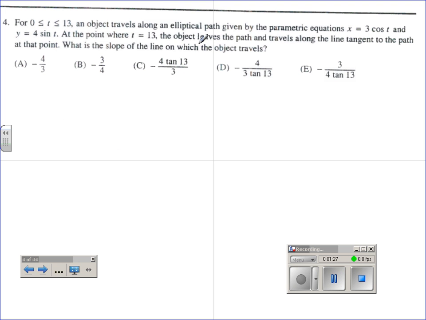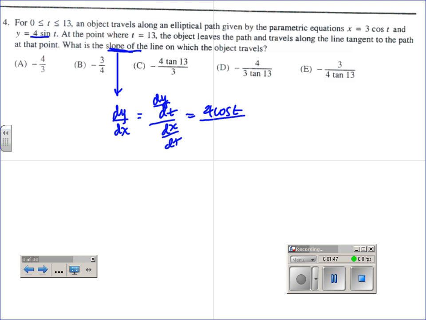So parametric equations, and it's what is the slope of the line. Anytime it asks for the slope of the line, it's asking for dy dx, whether we're talking about polars or we're talking about vectors. And so this is dy dt over dx dt. So I always like change in y over change in x. So dy dt, the derivative of y would be 4 cosine t, dx dt would be negative 3 sine t. Cosine over sine is cotangent, or that would be the same as tangent in the bottom. And we're going to evaluate this at 13, so our answer is D.